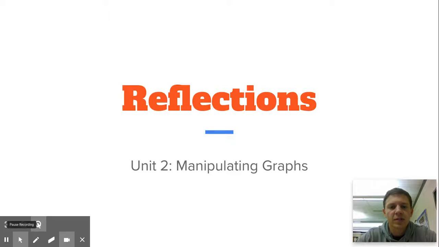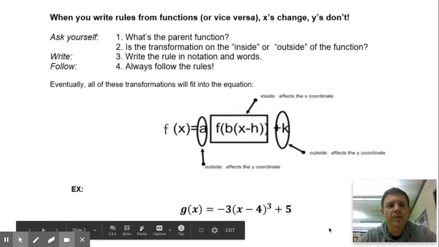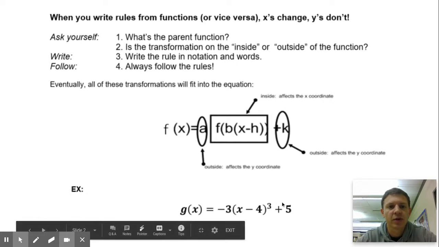Welcome to another lesson in Unit 2, Manipulating Graphs. This lesson is on reflections. As you've seen this before, just some rules to remember as we're going through and transforming our functions. You're welcome to hit pause and look through that a little bit more if you need reminding.